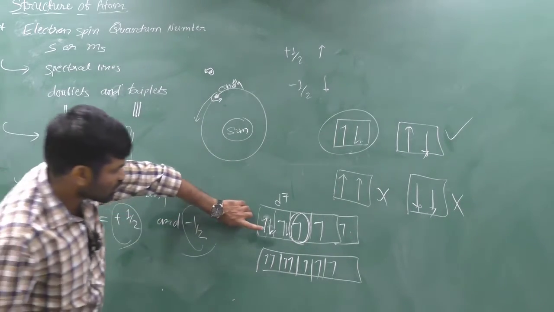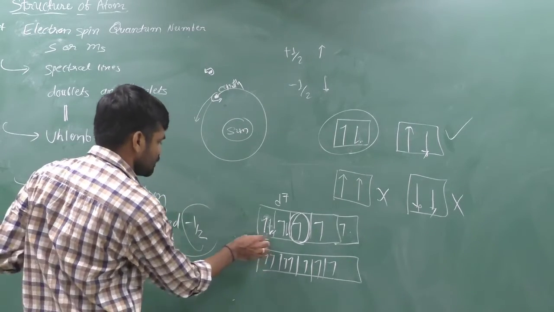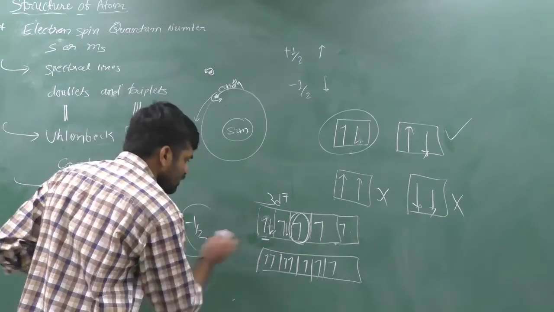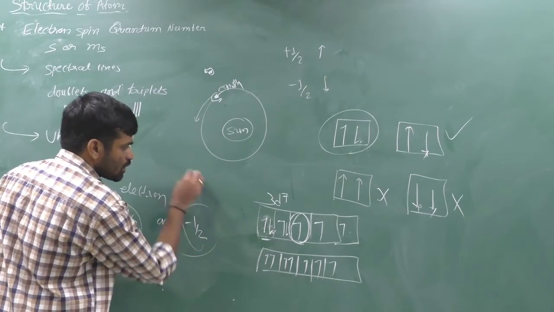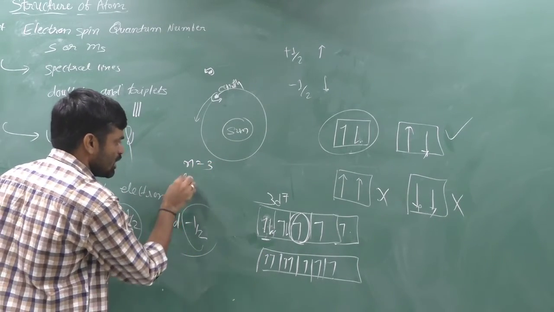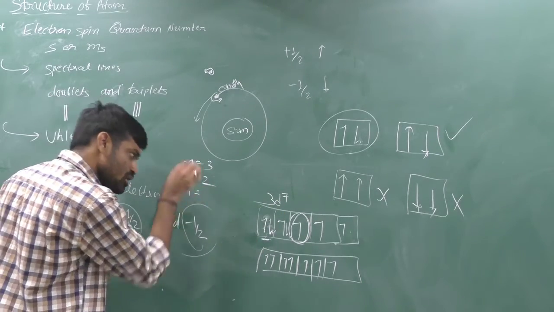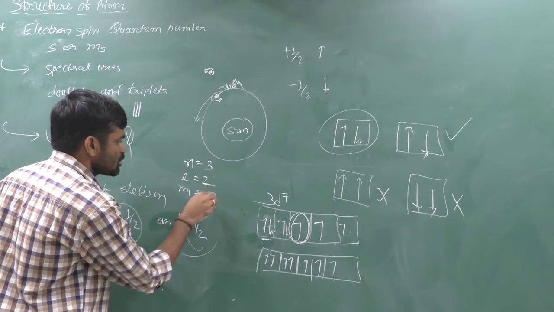If I take this electron, suppose it is 3D, then you can say that for this electron n is equal to 3, l is equal to 2, because both are in D, and m l is also the same because they are in the same orbital, suppose it is plus 2.